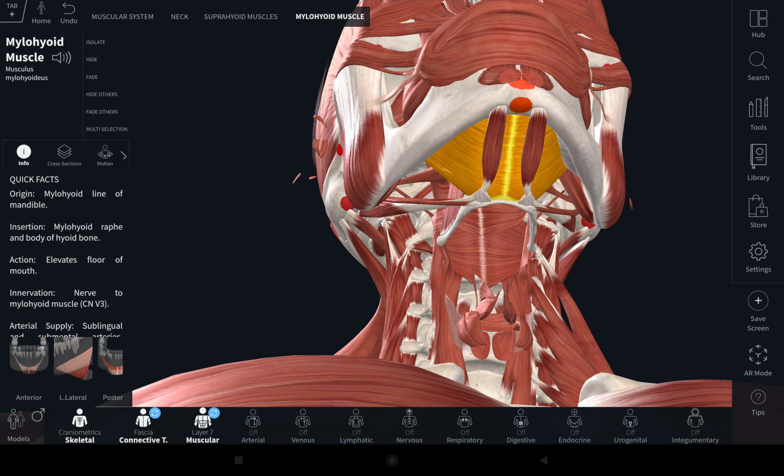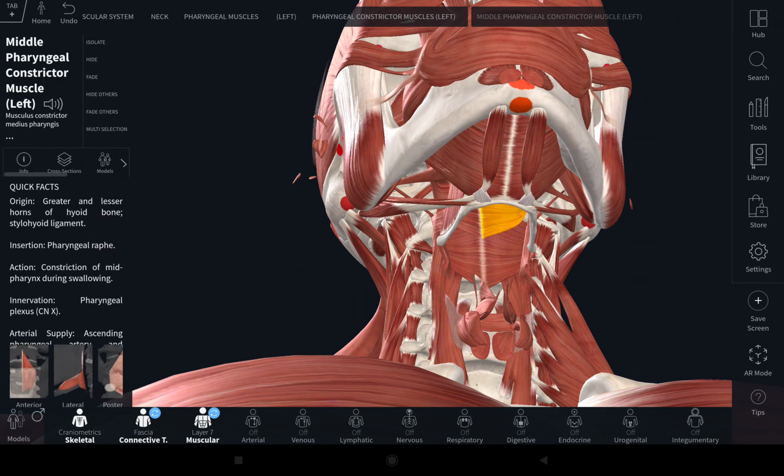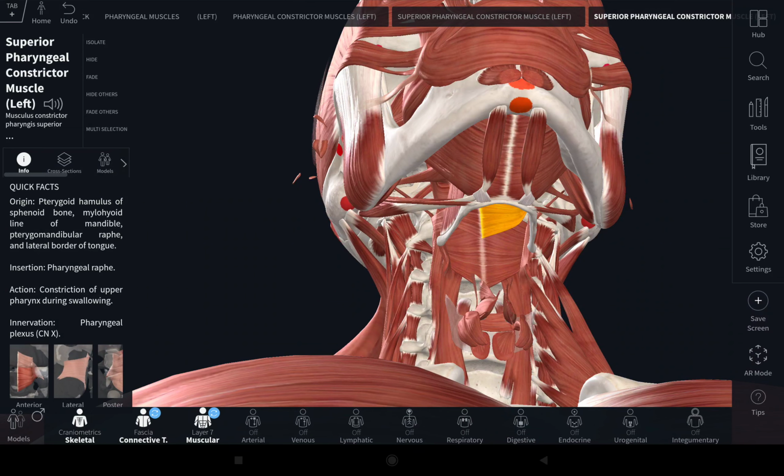Another muscle is the middle pharyngeal constrictor muscle. This is the middle pharyngeal constrictor muscle, and this is the superior pharyngeal constrictor muscle.